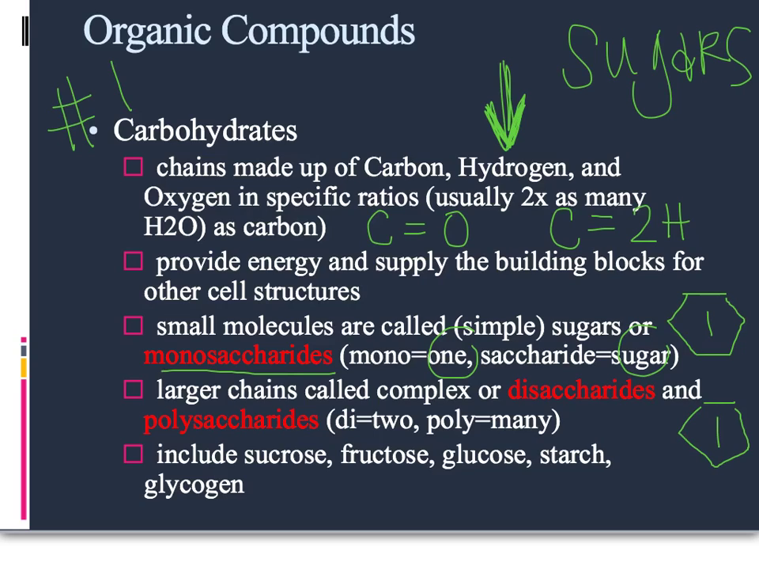If there are 2 of these rings, it's called a disaccharide. If there are 3 or more of these rings, it's called a polysaccharide. And this is what we generally deal with. Some of the sugars you might have heard of are sucrose, that's table sugar. Fructose, that's fruit sugar. Glucose, that's blood sugar. Starch is a huge polysaccharide found in nearly everything. And then glycogen is another sugar product that you find in your blood.